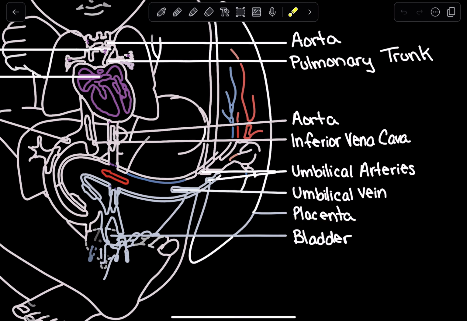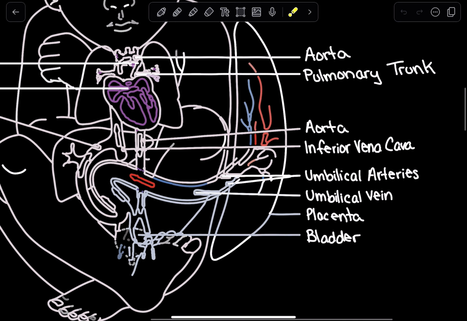Now, the placenta is attached to the fetus via the umbilical cord. Now, the umbilical cord houses umbilical arteries and umbilical veins, which are responsible for transporting nutrients and gases from the mother to the fetus. Now, let's do a recap of what is an artery and what is a vein. An artery carries blood away from the heart, so artery away. And a vein carries blood towards the heart, so it does the opposite.